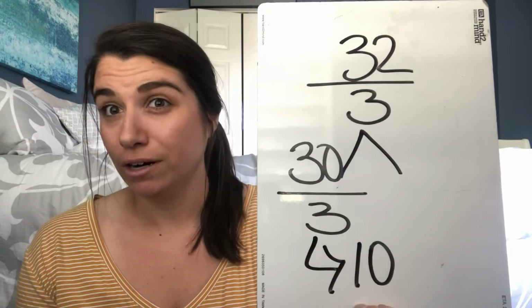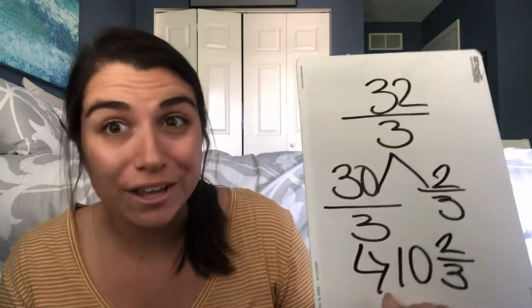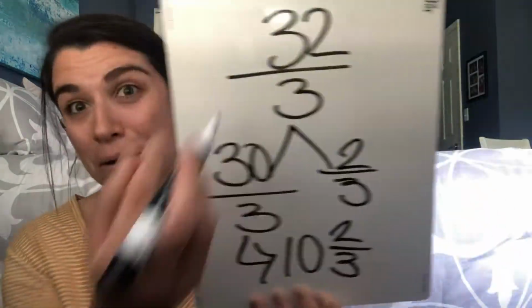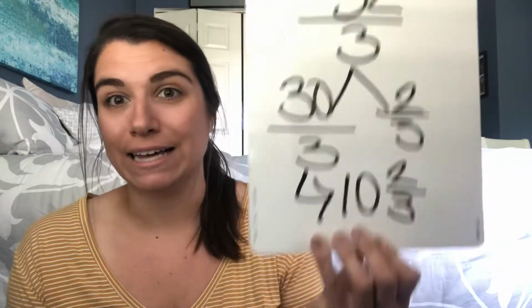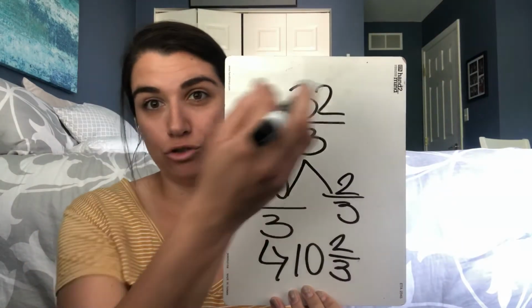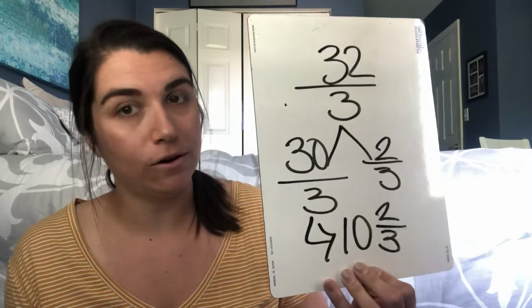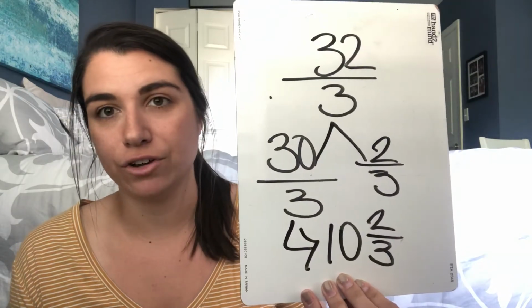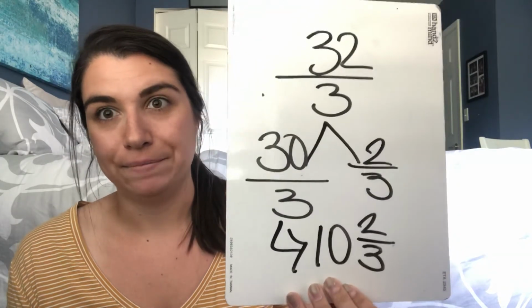And then what's left over? 32 minus 30 is 2 thirds. So instead of writing 3 thirds 10 times all the way around, I just figured out that 3 times 10 gives me 30, which is super close to 32, without going over. And then I get 30 thirds, and that makes a 10.